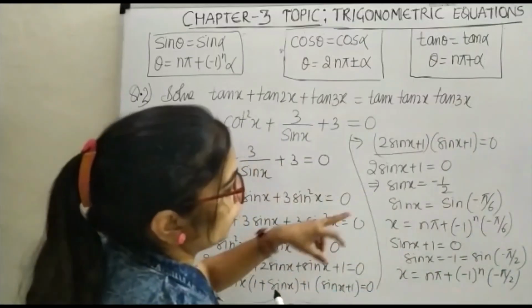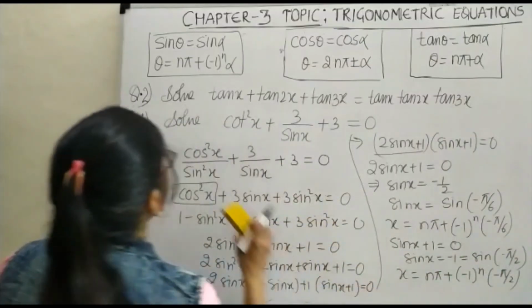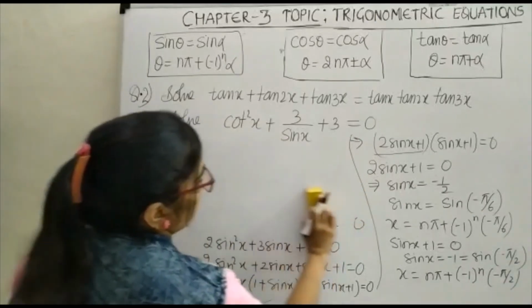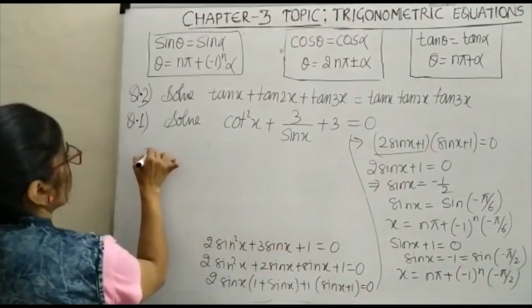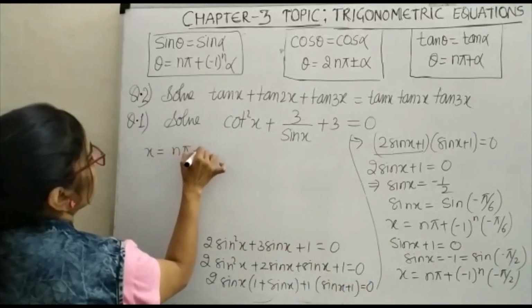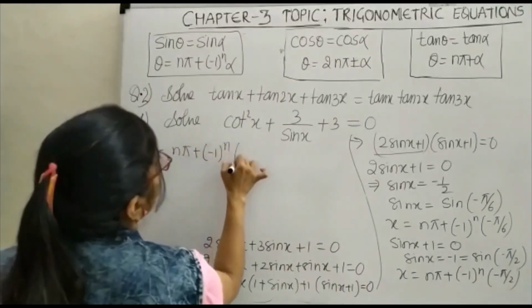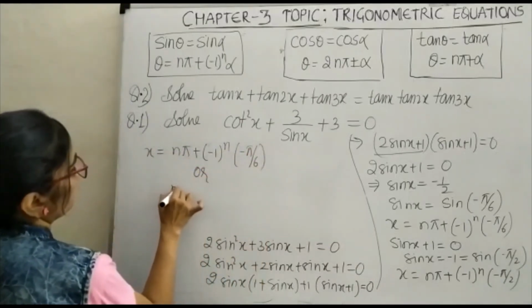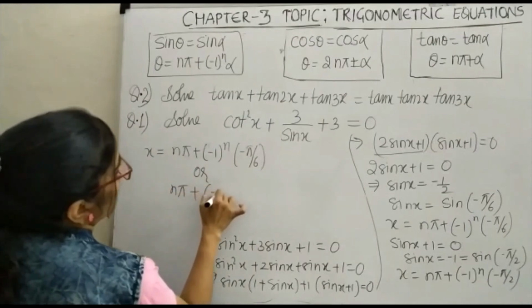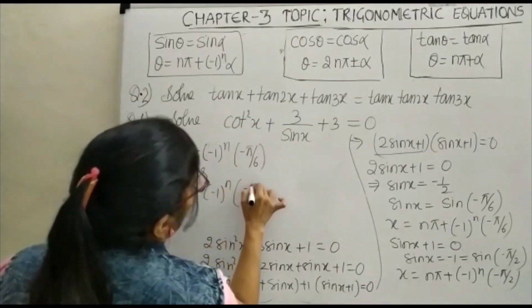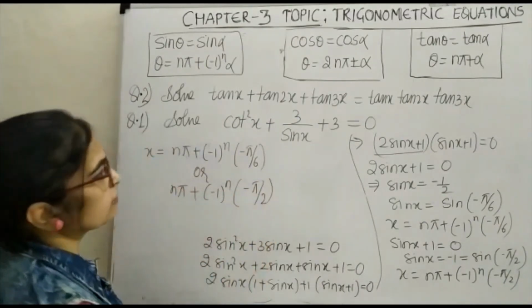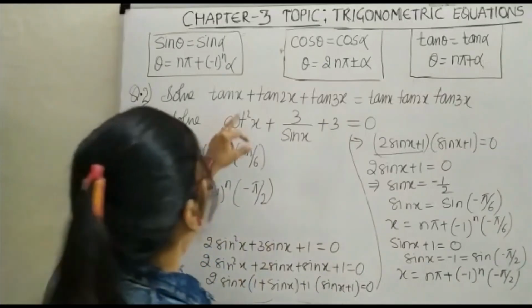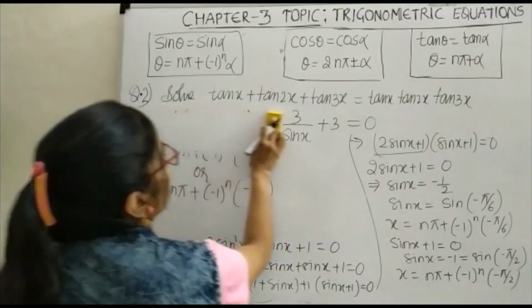So we are having two values of x for the question number 1. x is equal to nπ plus minus 1 raised to n minus π by 6 or nπ plus minus 1 raised to n minus π upon 2. So this is how we have worked out the solution of question number 1. Now let us move on to question number 2.